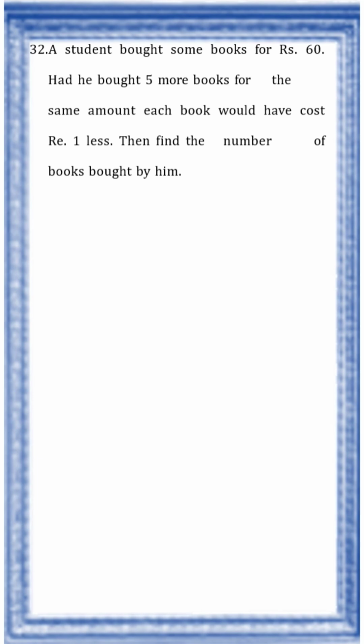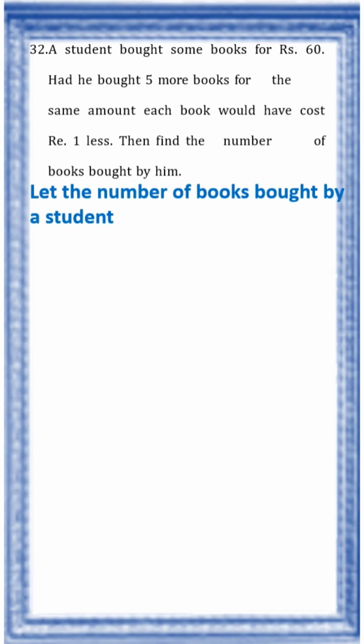A student bought some books for rupees 60. Had he bought 5 more books for the same amount, each book would have cost rupees 1 less. Then find the number of books bought by him. This is the 32nd question. Let the number of books bought by the student be x.